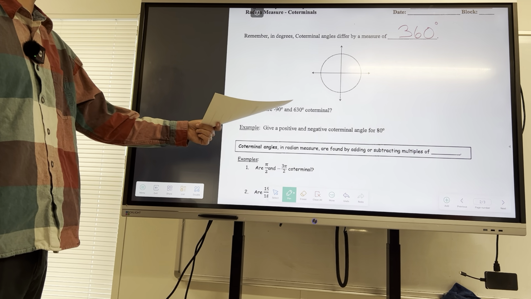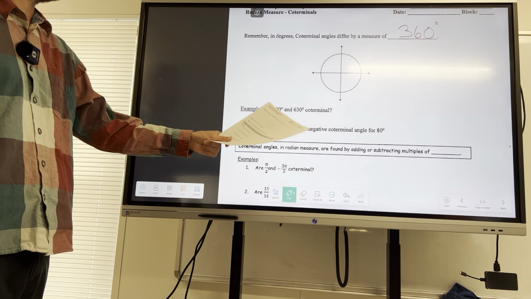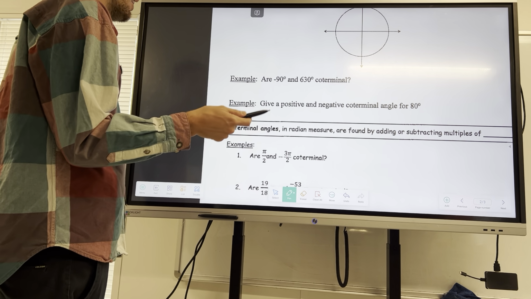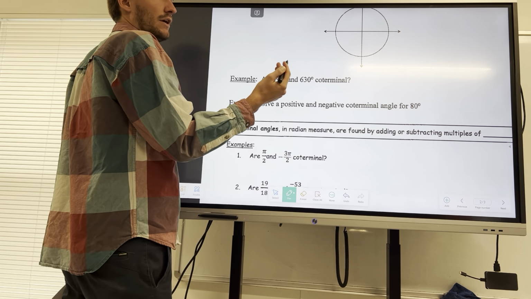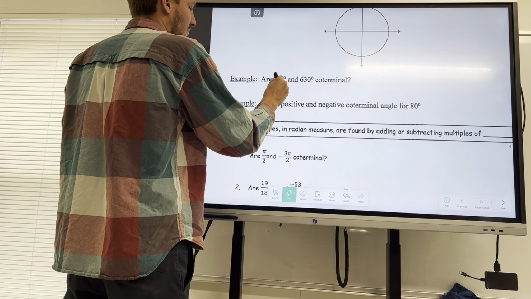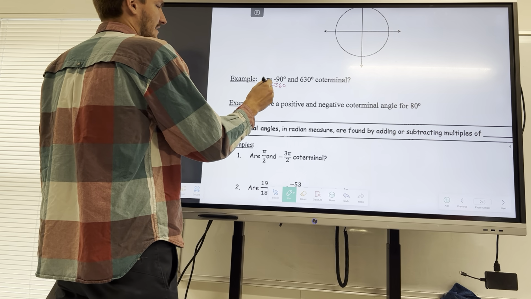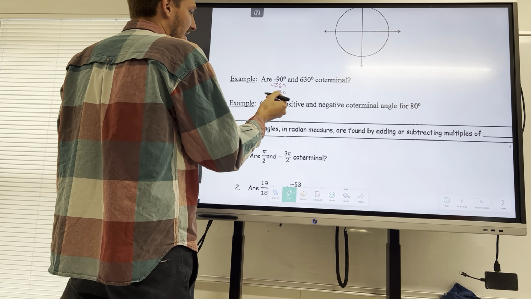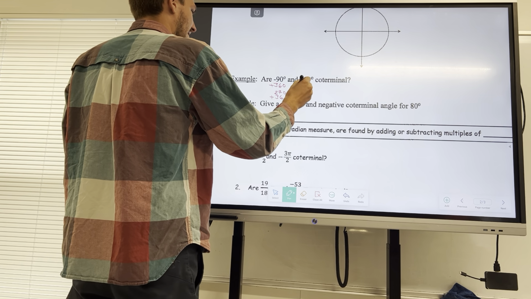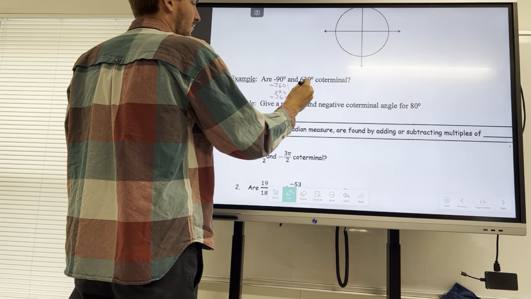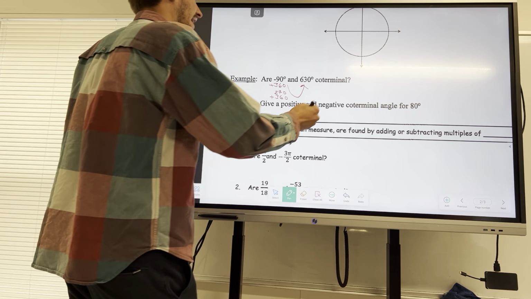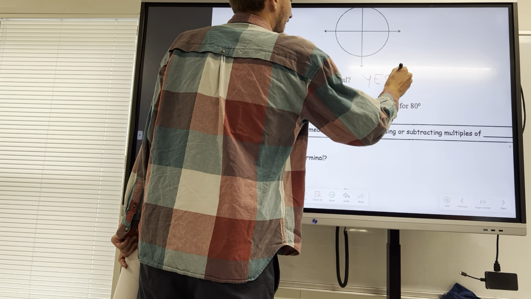Now, example, are negative 90 and 630 degrees coterminal? Well, if all we need to do is check if they are coterminal, then just start with one and try to make your way towards the other one. So if I look at negative 90 and I do plus 360, that's going to be 270. And then if I do 270 plus 360, it's going to be 630. And so yeah, I made my way from one to the other by only adding 360 or subtracting 360. And I think we're good. Yes.